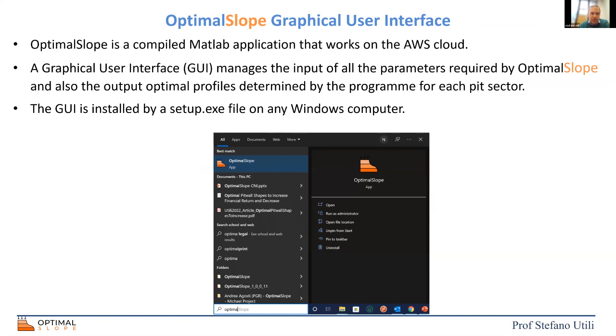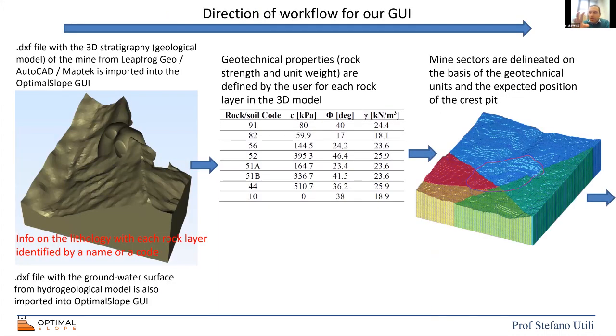Just to finish off in terms of the user interface, Optimal Slope is a compiled MATLAB application that works on the AWS cloud. So in a way, the user only has to download on his computer a graphical user interface. And I want to talk about the graphical user interface because here I think there is the idea to say how the workflow goes, really the best use that I believe can be made of Optimal Slope.